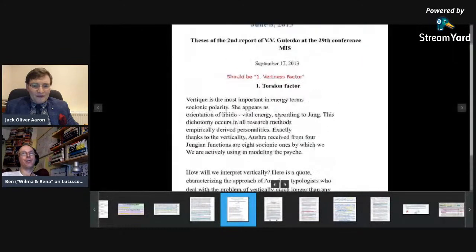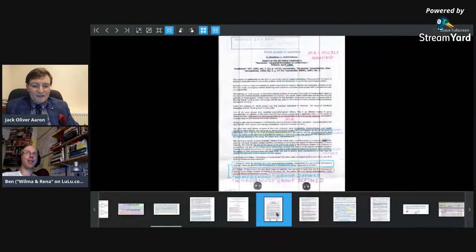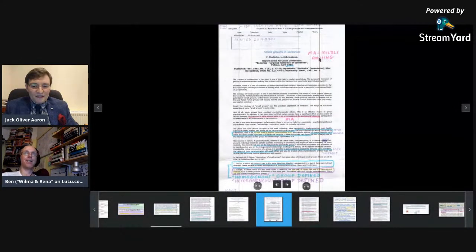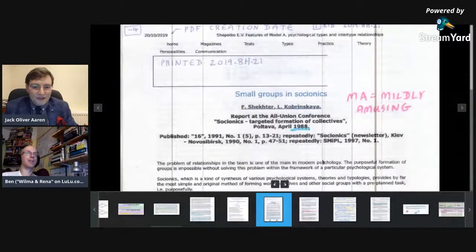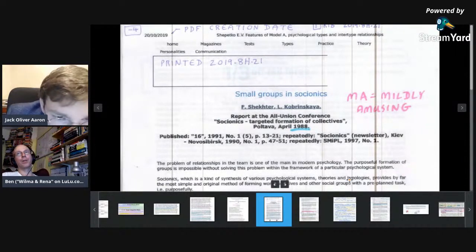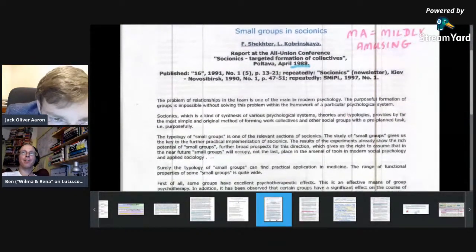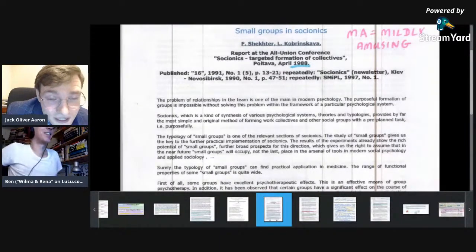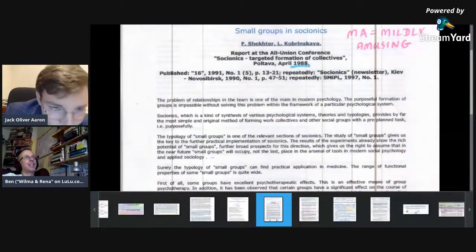Right. So you wanted to see the paper by Schechter and Kobrinskaya. Oh, wonderful. Okay. Right, 1988. Okay, I thought it was 2019. Okay, 1988. Okay.